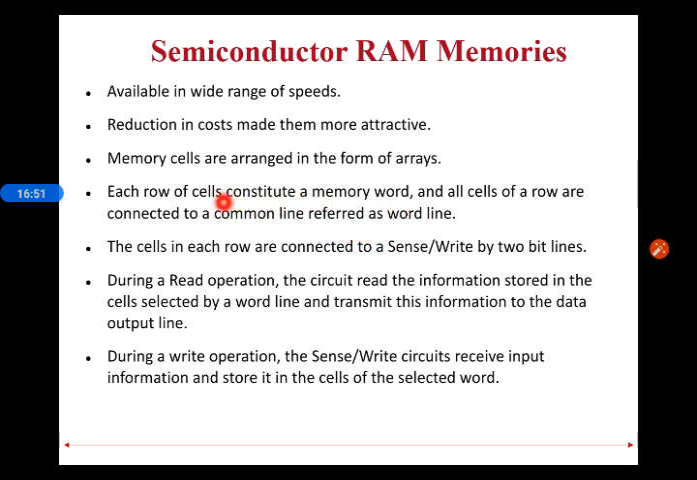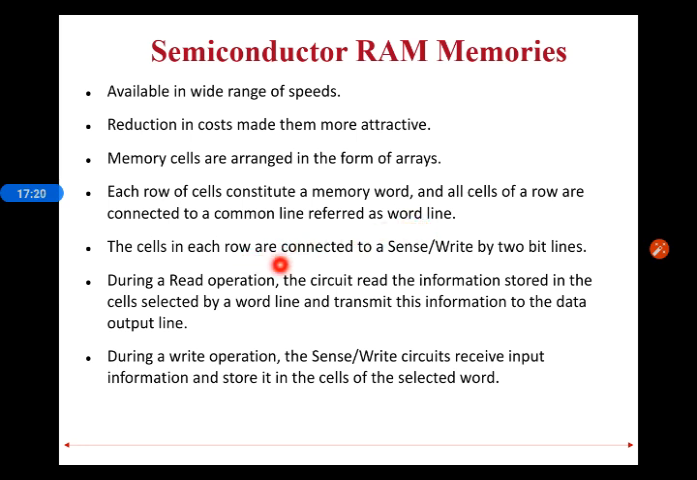Okay, so each row is arranged to constitute a memory word. Each row in the semiconductor RAM is called a memory word, and all cells of the row. If 32 is the memory word, then you can see 32 cells in that row, and all these 32 cells are connected to a common line, and that is called a word line. You must remember the word line. What is the word line?